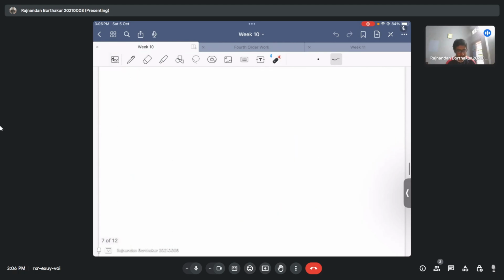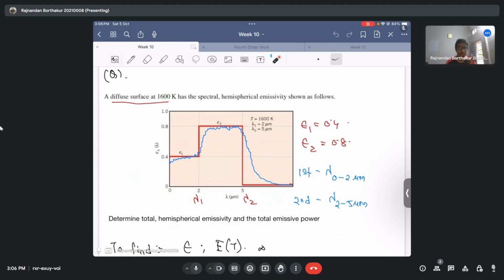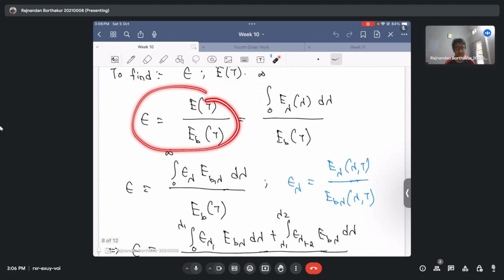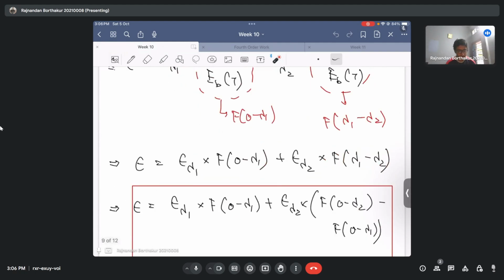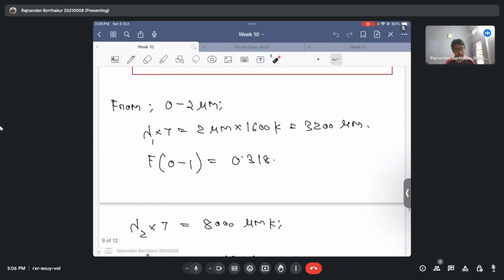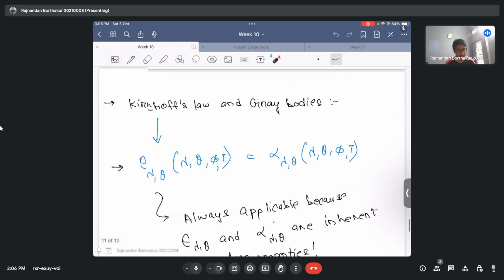Okay, and thereafter we looked into a very useful numerical on calculating this total hemispherical emissivity, given that the spectral emissivity varies along the wavelength as shown in this figure. By making use of the concept of the band emission function, we determined the total hemispherical emissivity, starting from its very basic definition. We used the fact that you know the band emission function values, provided you know the product of your wavelength and the corresponding temperature. Okay, so these are the things that we saw in the last class.